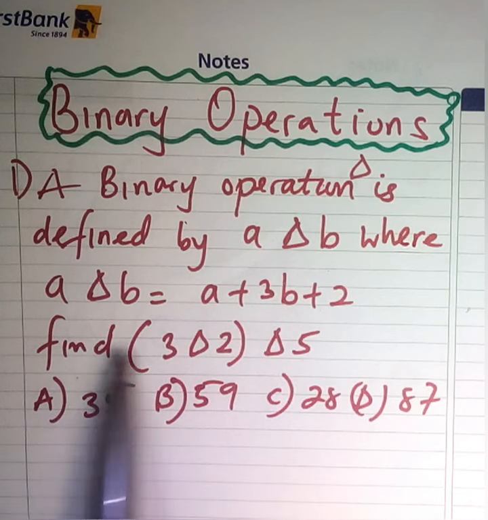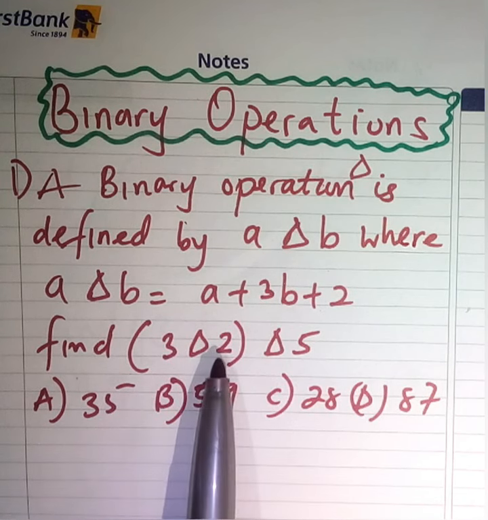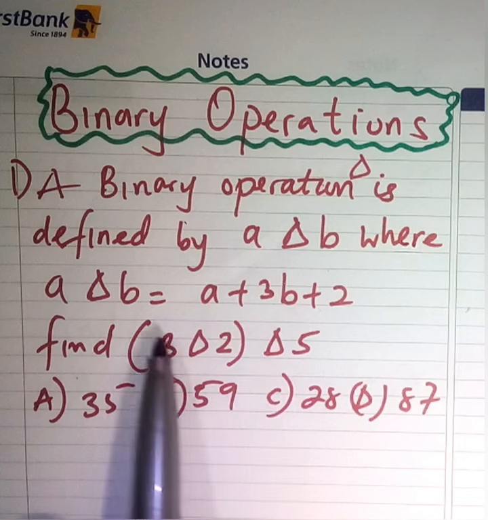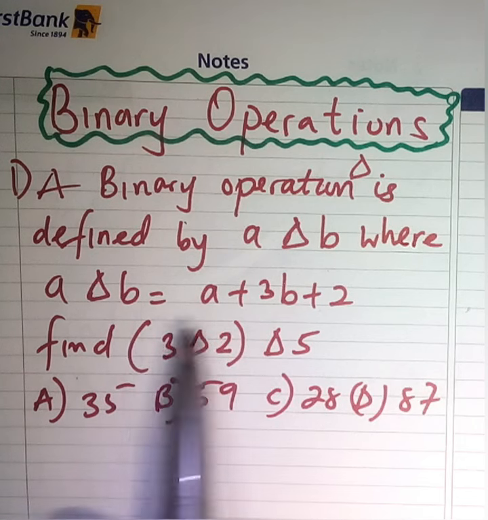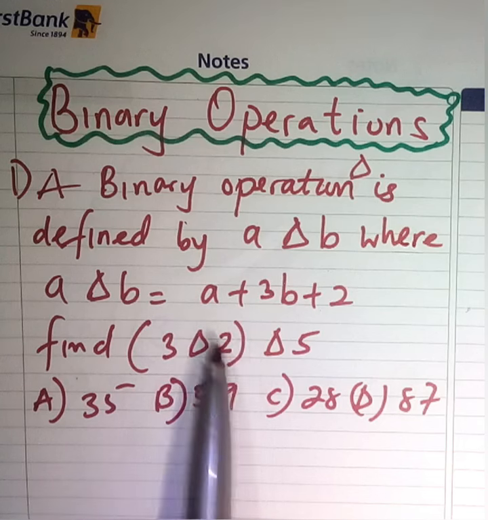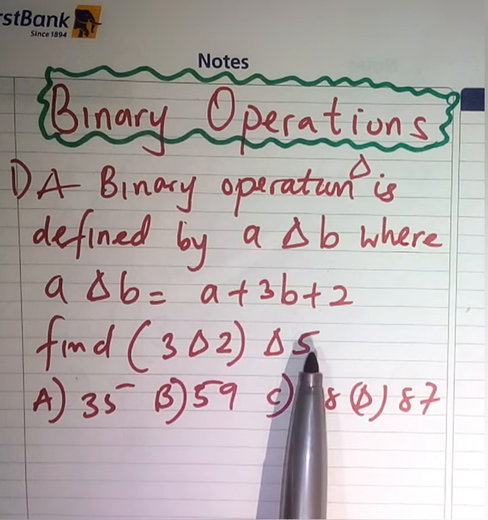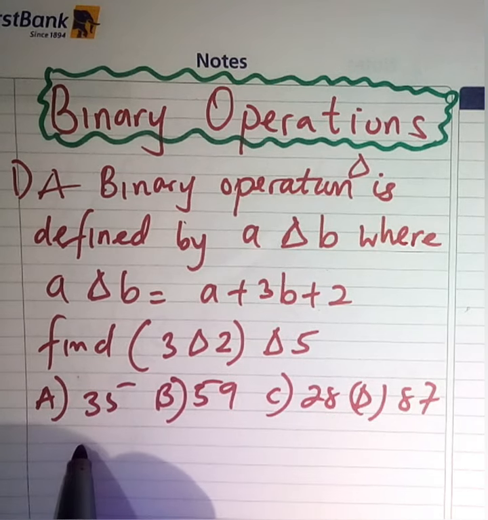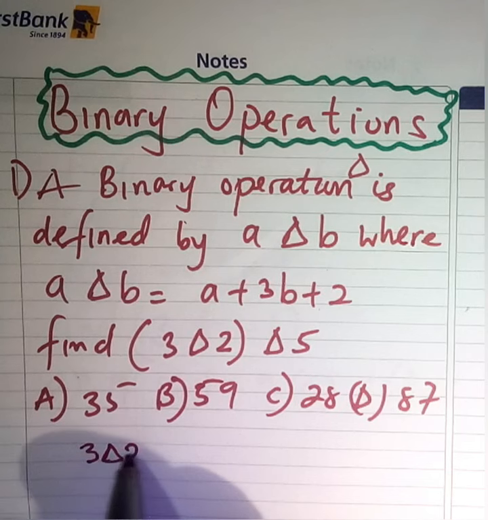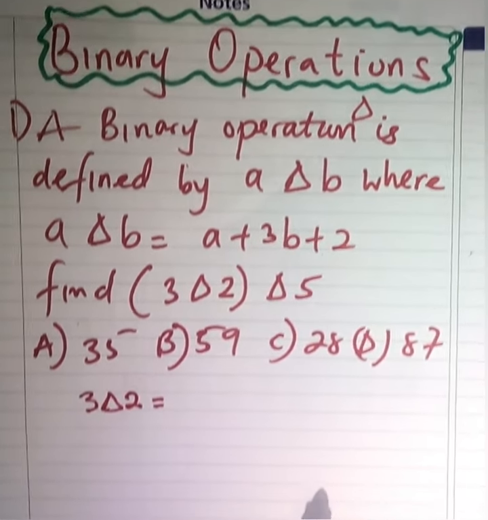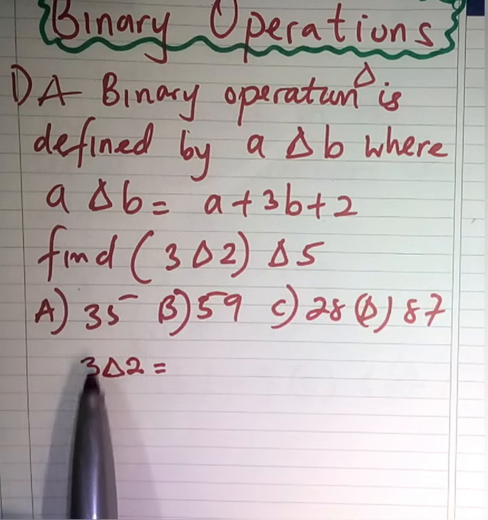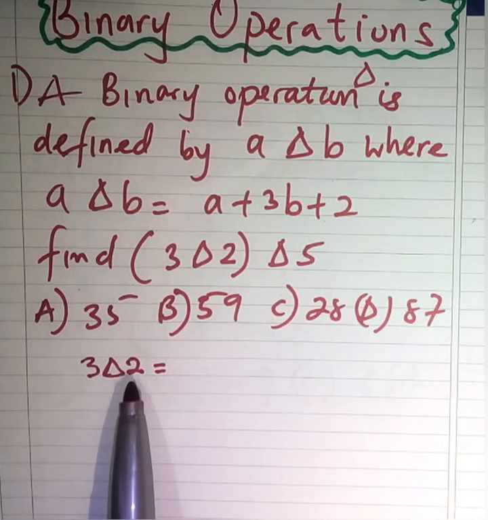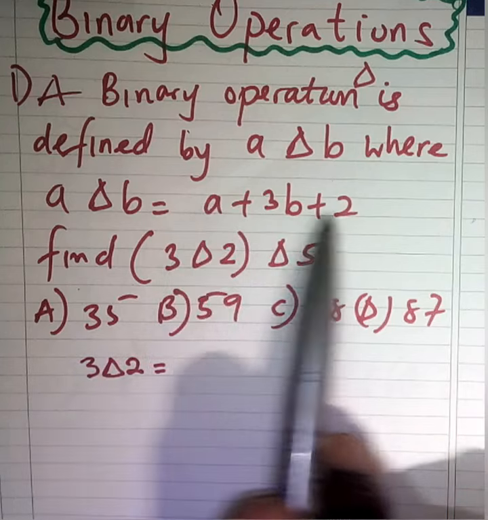So you have to find the value of 3 operator 2 in brackets, then operator 5. It means that first of all do 3 operator 2, then anything you get, do that value operator 5. Now let's do 3 operator 2. So you write 3 operator 2. Now after writing that, you just move to the formula. This A stands for 3 and B stands for 2. So move to this formula and plug it there.